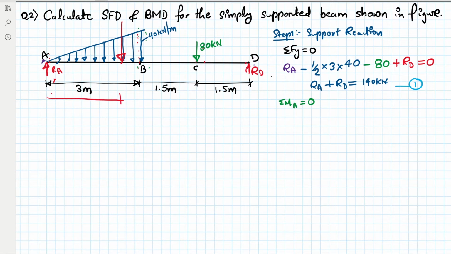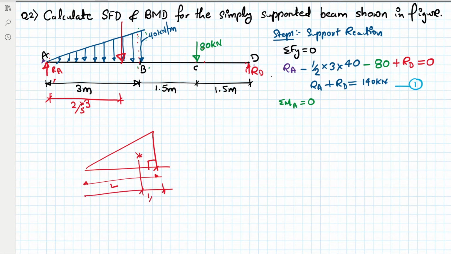From A, it is going to act at a distance of 2/3 of 3 meter. So if I have one triangle like this, where this is 90 degree, then the centroid is at a distance of, suppose this is the base, that is L. From this right angle it is at a distance of 1/3 of L. From the other side it is 2/3 of L. So in this case first RA, which is not contributing.